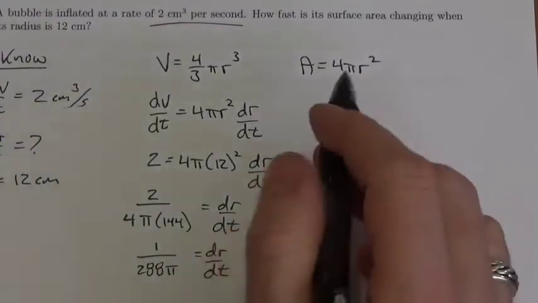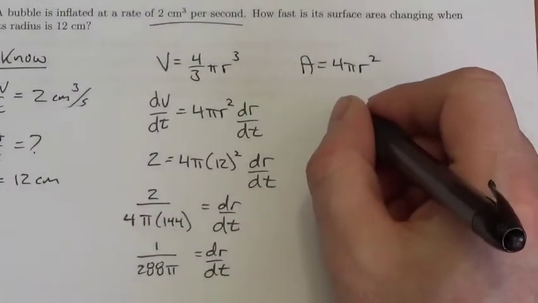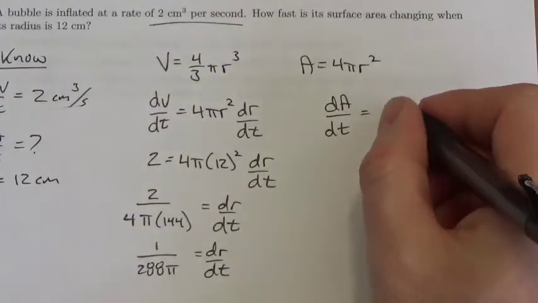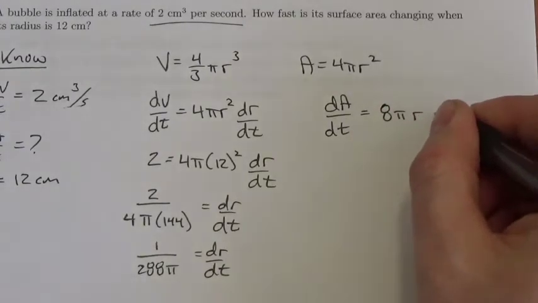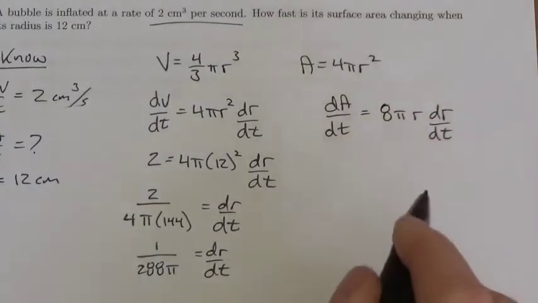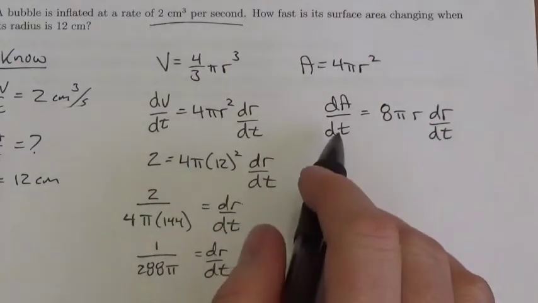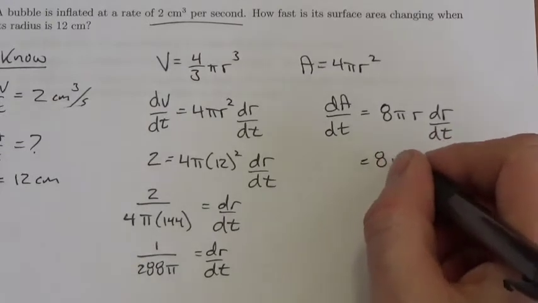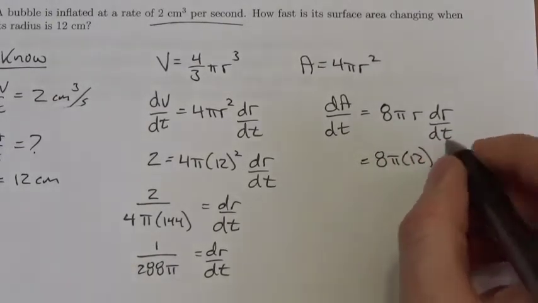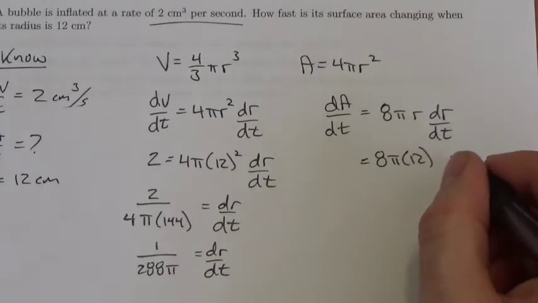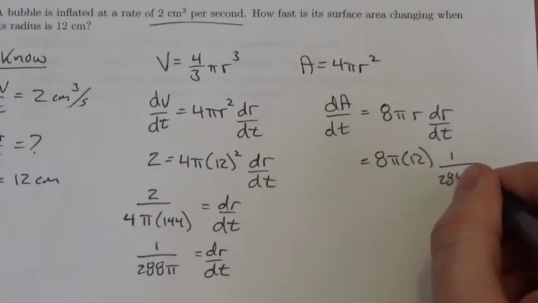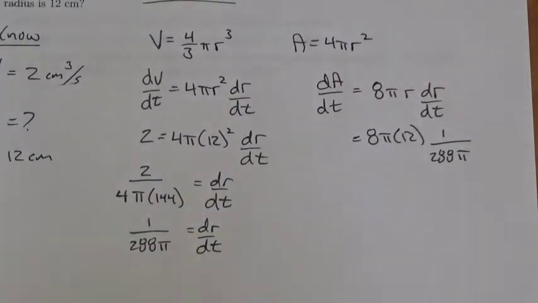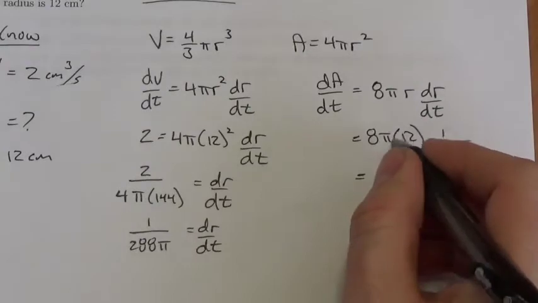Good. Now let's take a look at area. Well, the surface area, if I take the derivative of that, dA by dt is going to be 8 pi r dr by dt. I'm looking for dA by dt. I know that my r is going to be 12, so this is going to be 8 pi times 12, and dr by dt is going to be 1 over 288 pi. Well, it's kind of convenient the way that worked here. Now, my pi's are going to cancel.